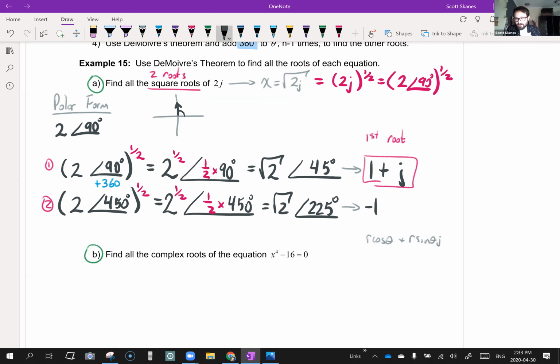I'll give you a hint. -1 minus j, okay. You got it. That's our second root. So when you finish these questions, you need to make sure that you've added 360 enough times so that we now have 2 roots. We get 2 roots when we square the numbers, okay?